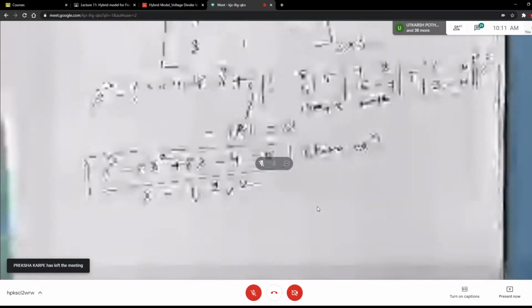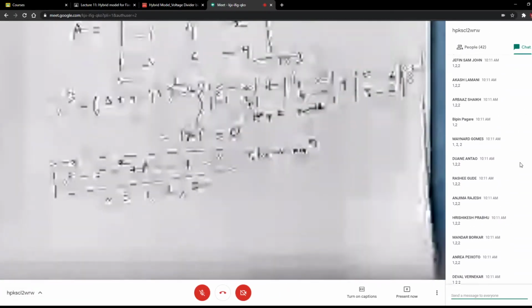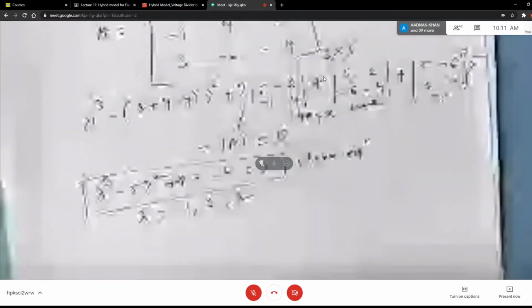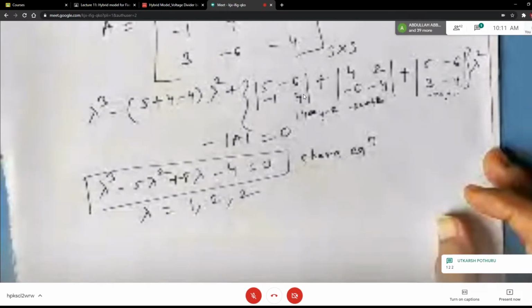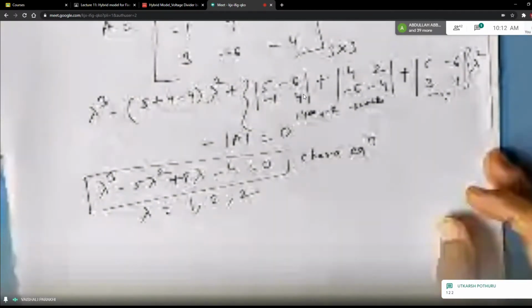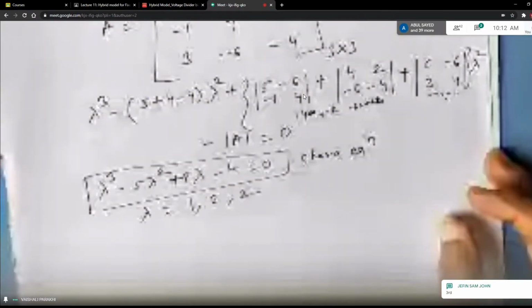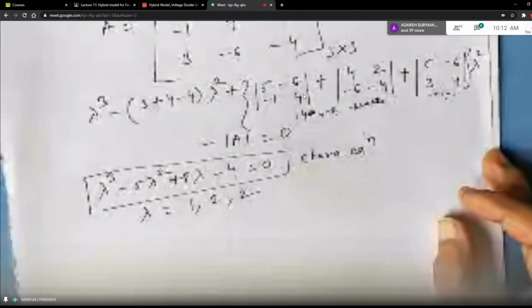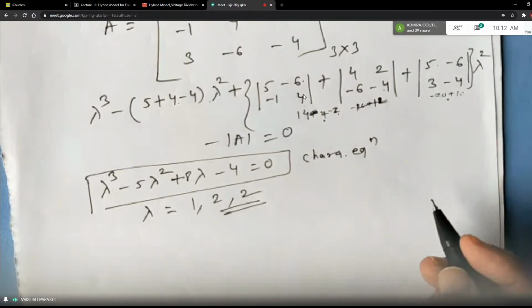Okay. These are your roots, correct? Now tell me, which case does it come under? I have given you a few steps in the procedure. First is when all eigenvalues are different. Second is when two are the same, and third is when all are the same. So it comes under the second one, right? When two eigenvalues are the same. So here two eigenvalues are the same.